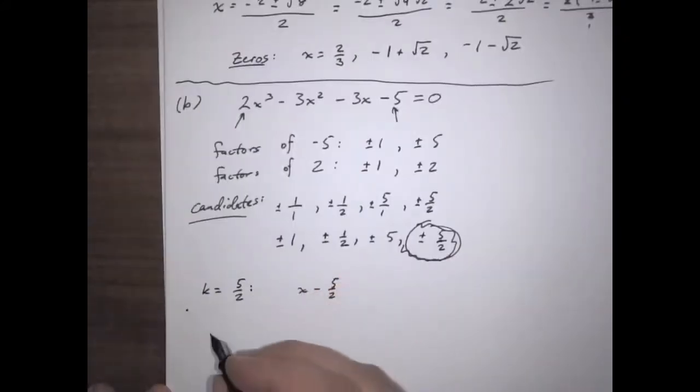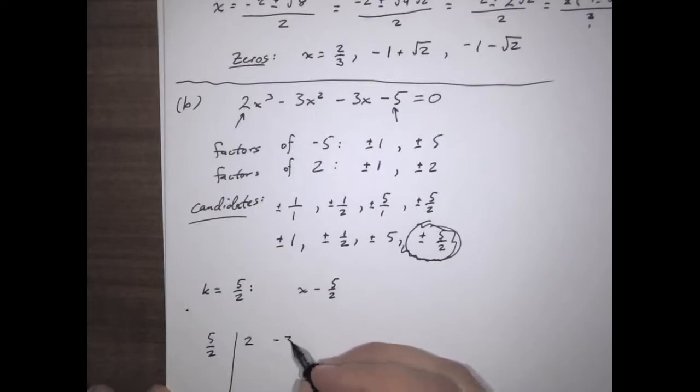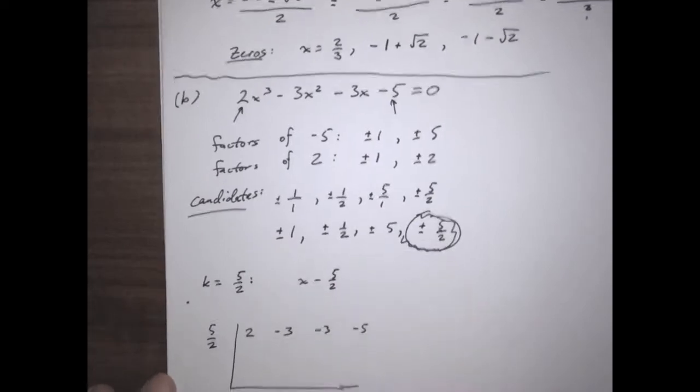So what that's going to look like is 5 over 2, and then we're going to have here 2, negative 3, negative 3, negative 5. We're looking for a remainder of 0.